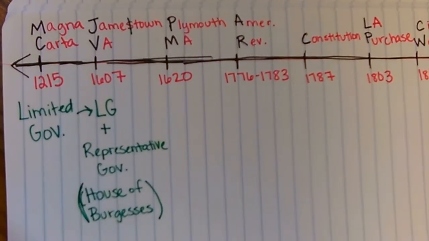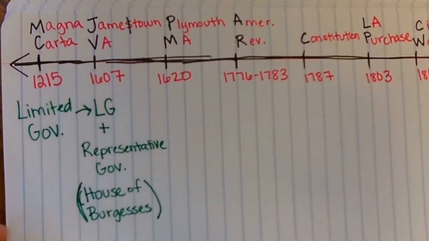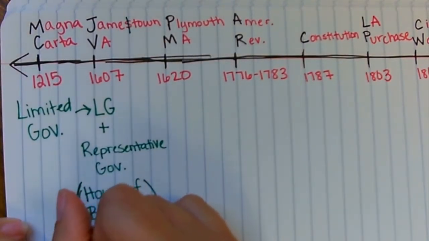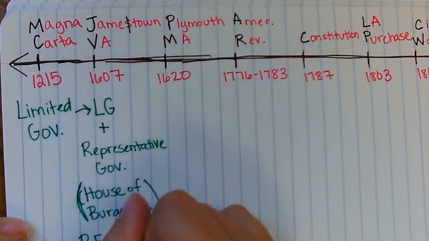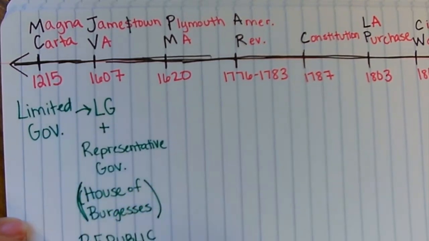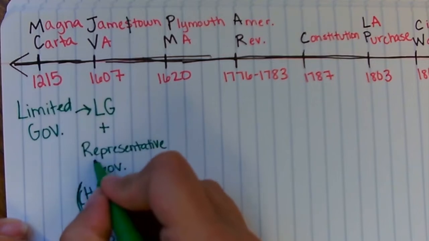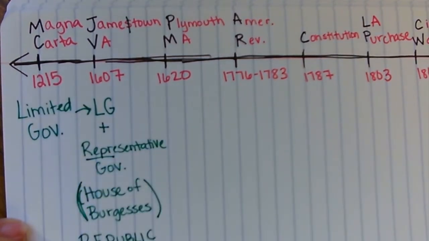Of course, when we say representative government, what are we really talking about them being? We are talking about them being a republic. This is so easy to remember because republic, R-E-P, representative government, right there in our House of Burgesses.